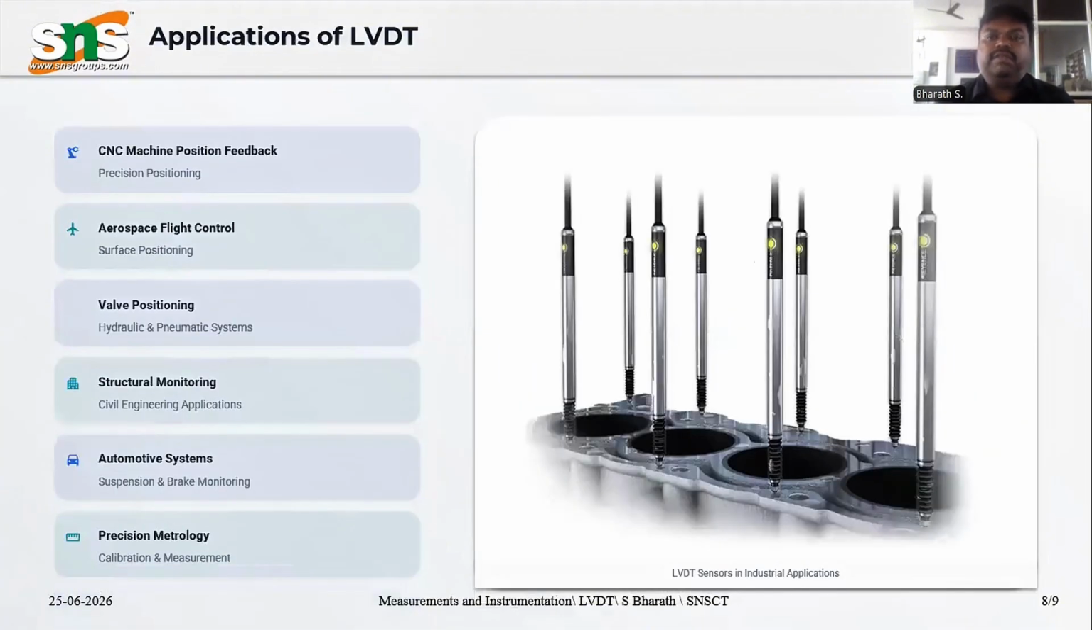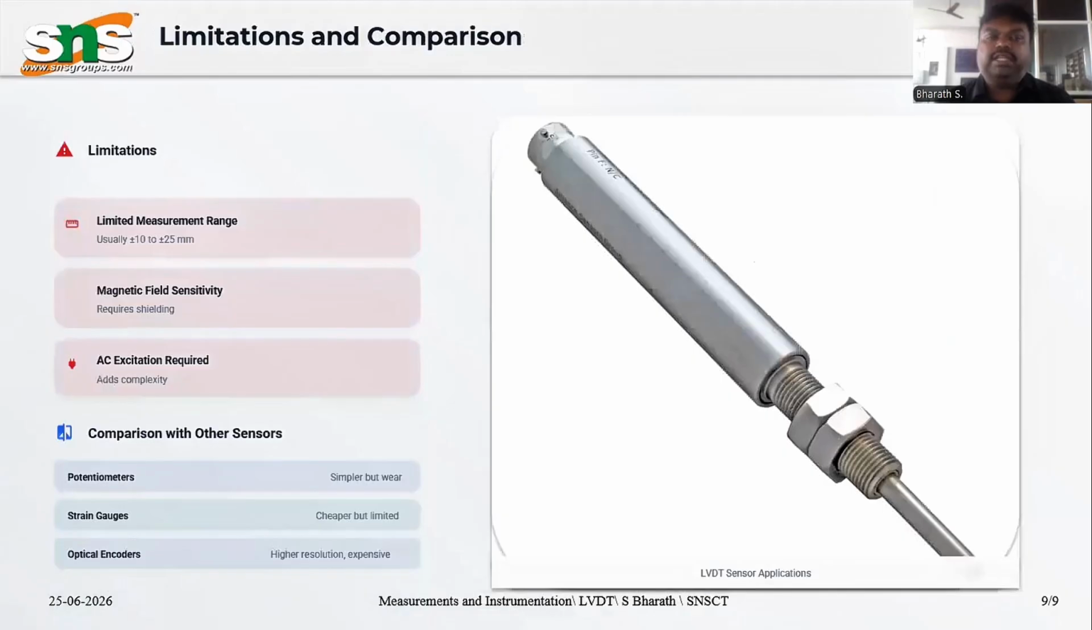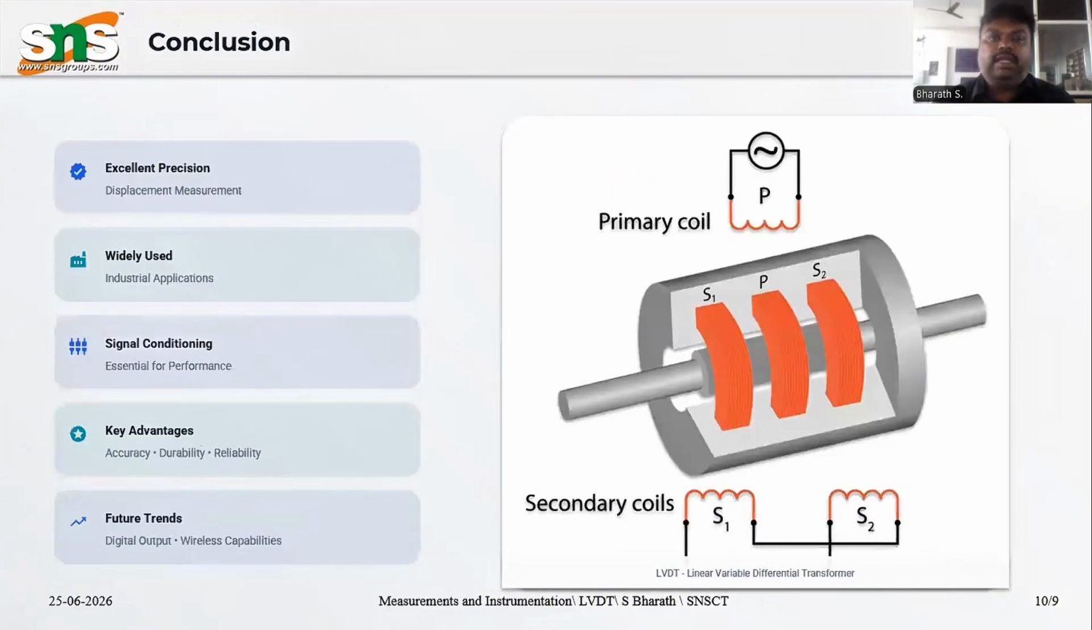Next, what are the various applications of LVDT? CNC machine positioning feedback, aerospace flight control, valve positioning, structural monitoring, automotive systems, and precision metrology. So these are the various applications of LVDT. What are the various limitations and comparisons? Limited measurement range, magnetic field sensitivity, and AC excitation required.